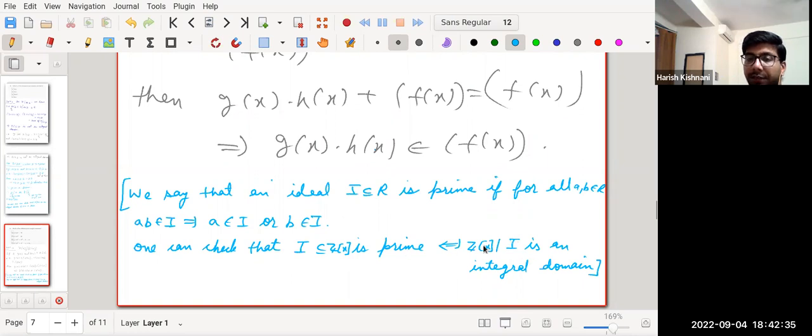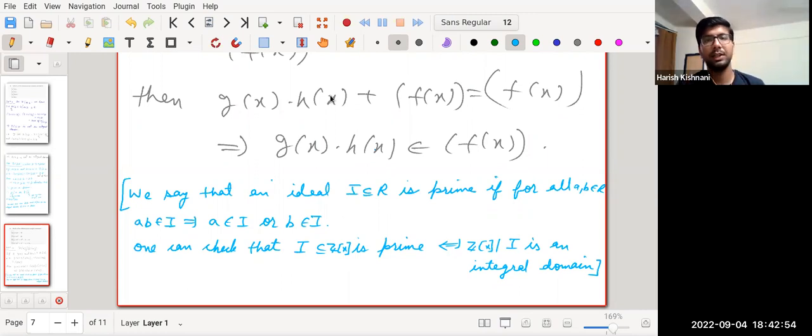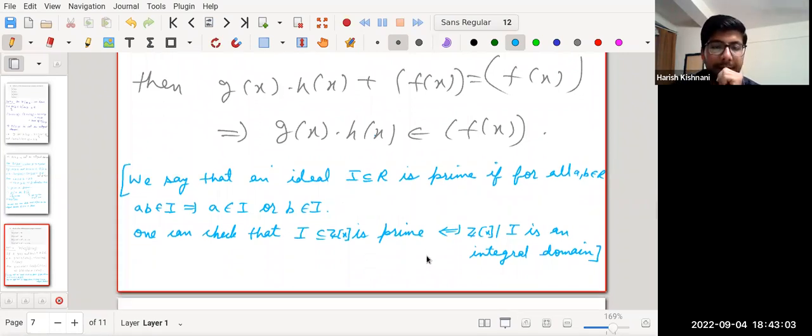it's an if and only if statement, that any ideal is prime if and only if the corresponding modulo ring is an integral domain. That means that I is a prime ideal if and only if ℤ[x] modulo I is an integral domain. So if you want to check that ℤ[x] modulo I is an integral domain, it is enough to check whether the ideal is a prime ideal or not. Okay.